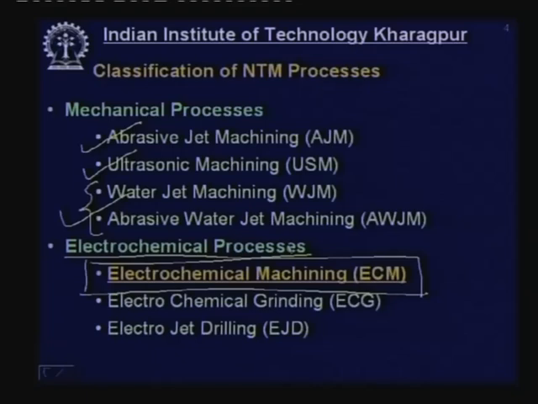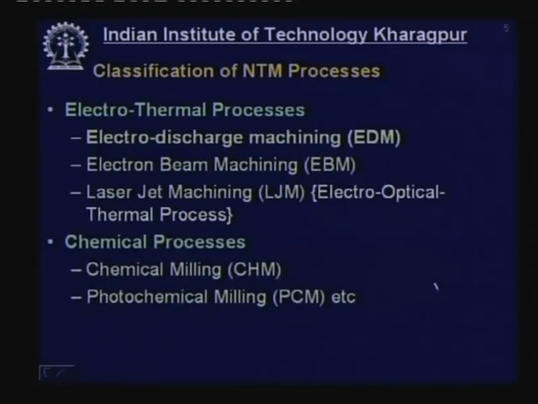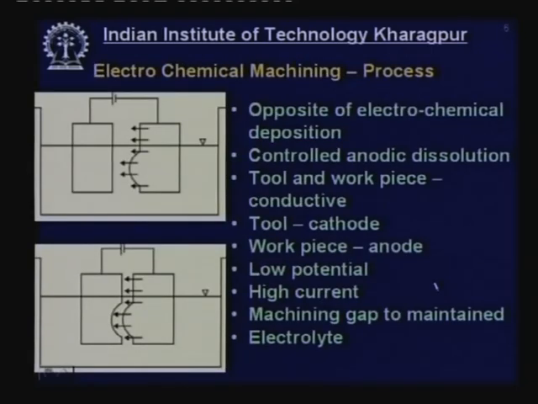Within that process segment there are two more processes. One is electrochemical grinding, another one is electrojet drilling. However, today we will concentrate on ECM, or electrochemical machining processes. Now, let us come to the electrochemical machining process.